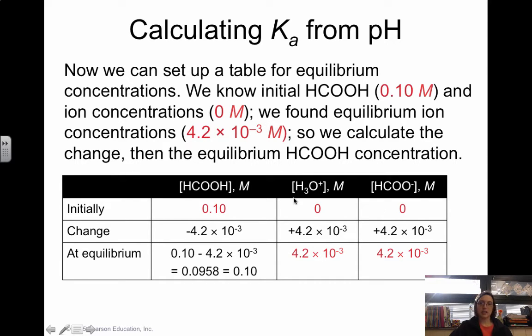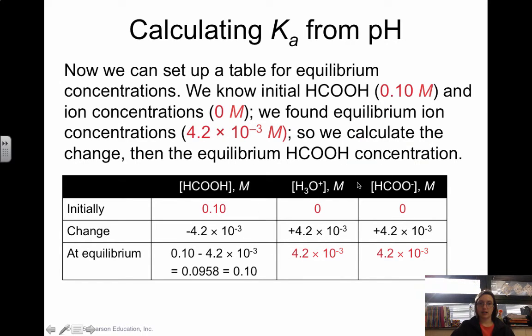Now what we can do is set up our ice table. We know our initials. We know our changes because we know equilibrium. These concentrations that are in red, these are the ones that we know. We calculated the equilibrium concentration of H+, that's equal to formate because it's 1-to-1. So to get from 0 to 4.2 times 10 to the negative third, you have to add that.